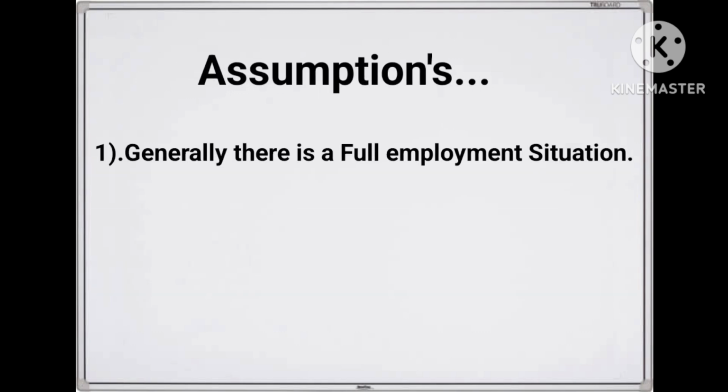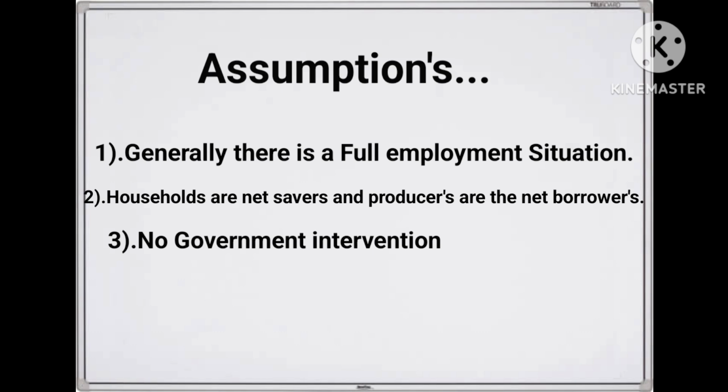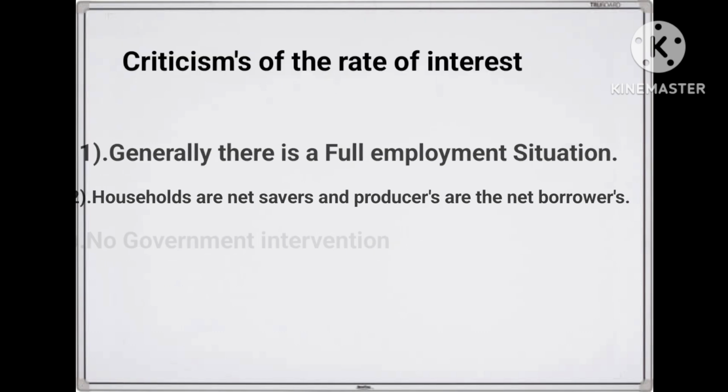Let's check what the assumptions of the theory are. The first one, there is generally a full employment situation. The second one, households are the net savers and the producers are the net borrowers. And the third one, there is no government intervention.